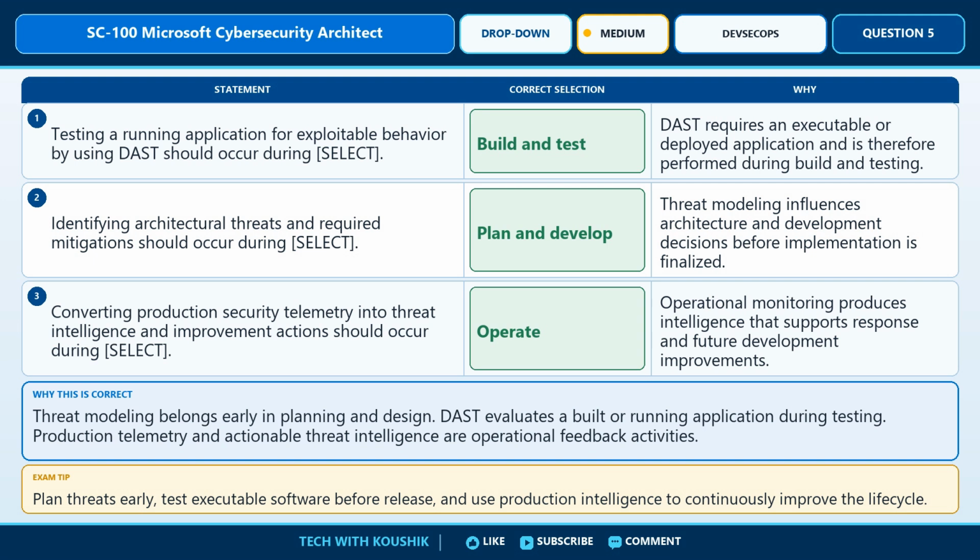For Statement 3, the correct selection is operate. Operational monitoring produces intelligence that supports response and future development improvements. Exam tip. Plan threats early, test executable software before release, and use production intelligence to continuously improve the lifecycle.